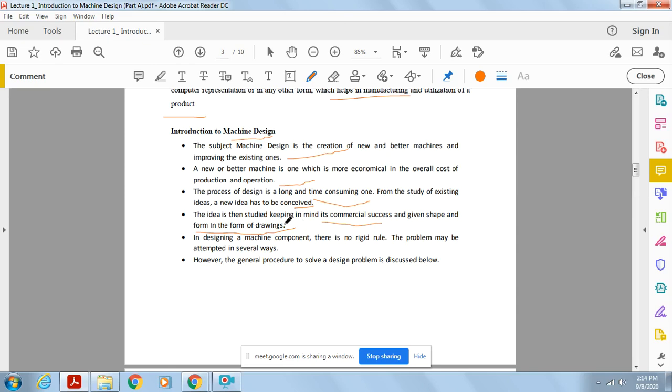In designing a machine component, there is no rigid rule. The problem may be attempted in several ways. As you know, a designer like Mr. X is working in a company as a designer. Mr. Y is also working in another company as a designer. Whatever the points of view of Mr. X and Mr. Y, they will be completely different. Mr. X has a certain idea about that component, and Mr. Y has a certain idea about the component.